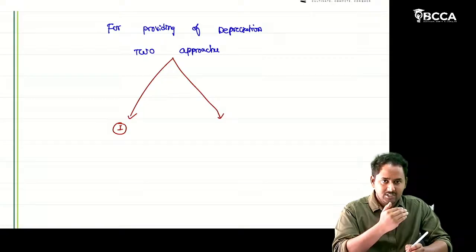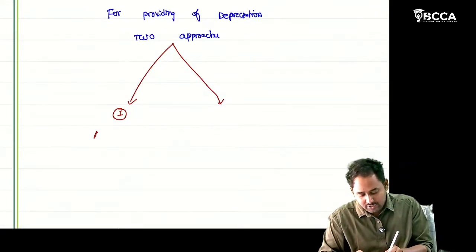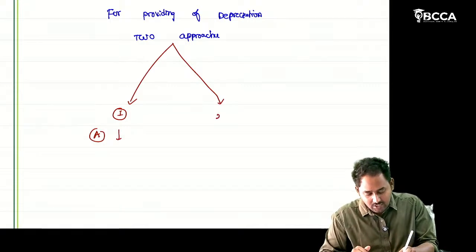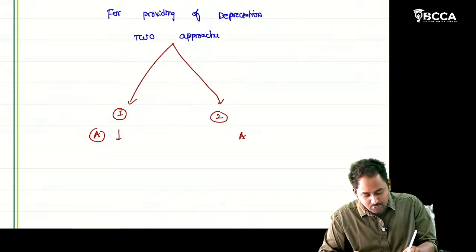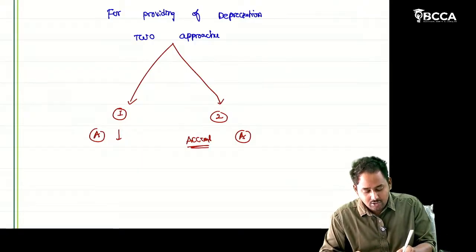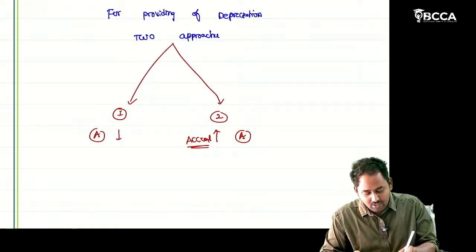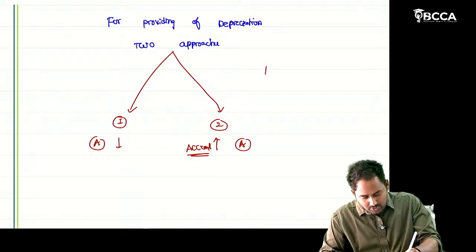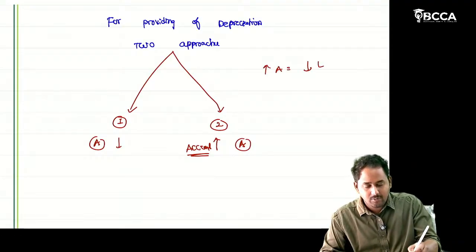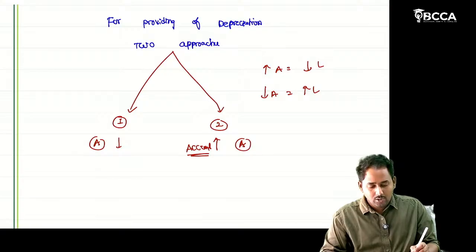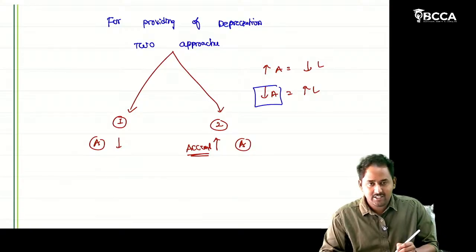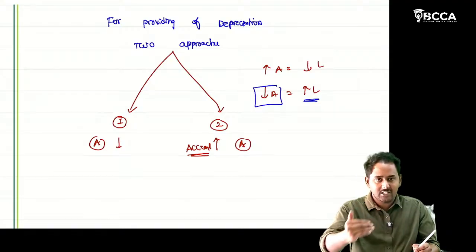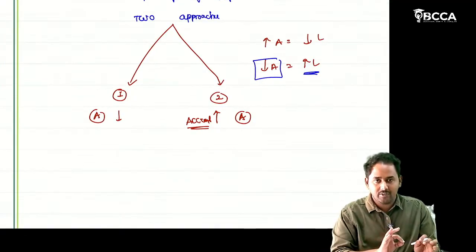So every year the asset is reduced, the asset side is reducing every year. But if it is approach 2, the asset should be shown at the same value, but every year you create accumulated depreciation. It's a liability, and this liability should be increased. Generally the concept is as per the matching concept: increase in asset equals decrease in liability, or decrease in asset equals increase in liability. In the first approach I am following the decrease in asset. In the second approach they are following the increase in liability. Both are the same.